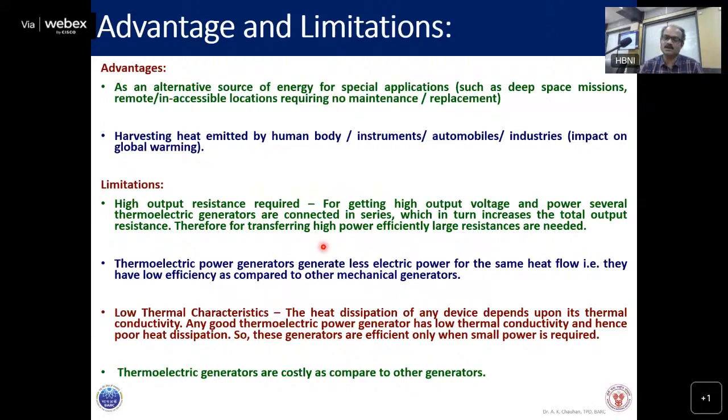They actually generate very low voltage, somewhere in the millivolts only, unless you convert it using voltage converters. Then, thermoelectric generators are costly as compared to other generators.